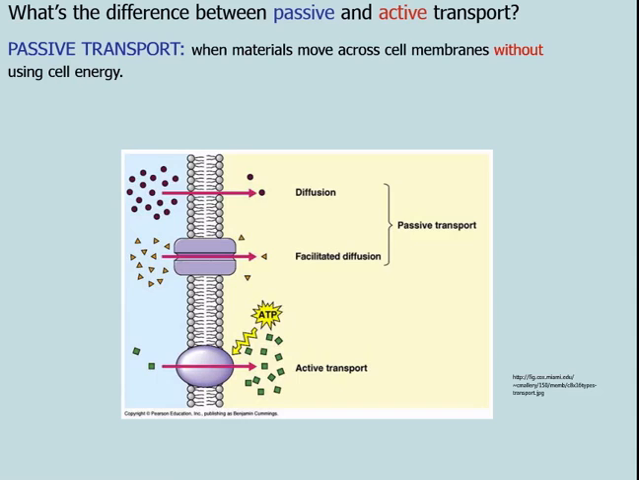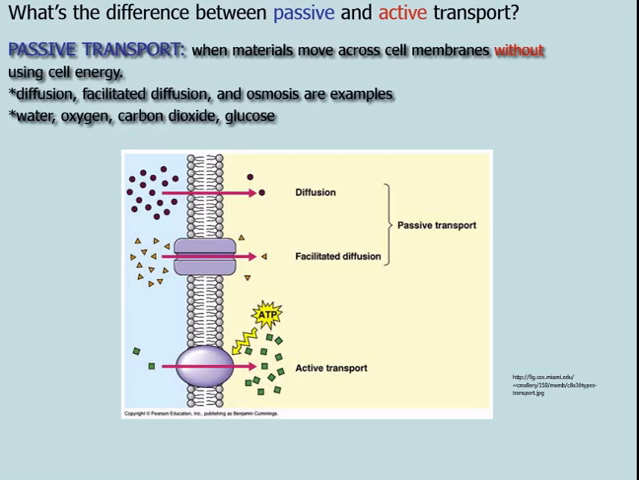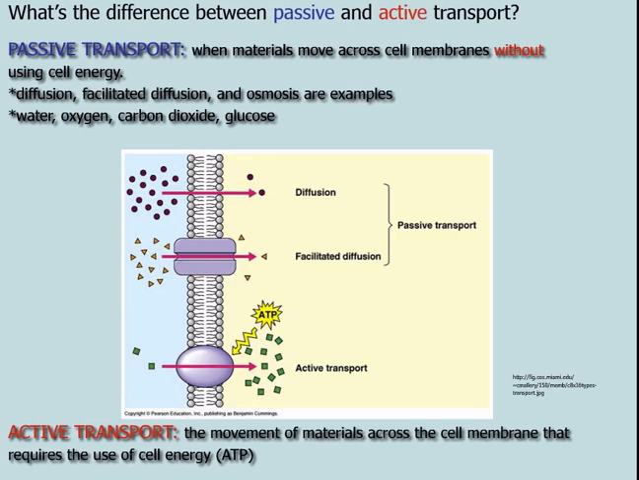Passive transport is when materials move across the cell membranes without using cell energy. Diffusion, facilitated diffusion, and osmosis are examples. Water, oxygen, carbon dioxide, glucose, they can pass through using passive transport. They don't need any energy to pass back and forth across the cell membrane. Active transport, which is the bottom diagram, is when molecules have to be moved across the cell membrane and it requires the use of cell energy. There are two different circumstances where the cell actually has to push molecules across the cell membrane, and that's our next slide.